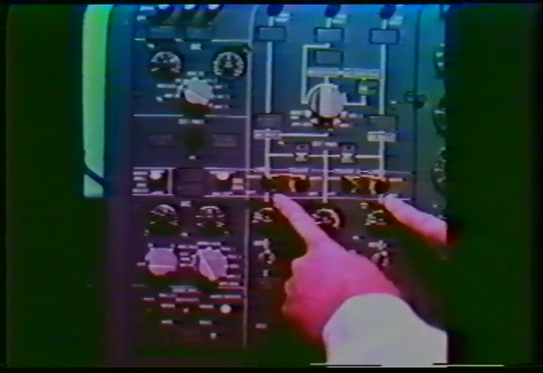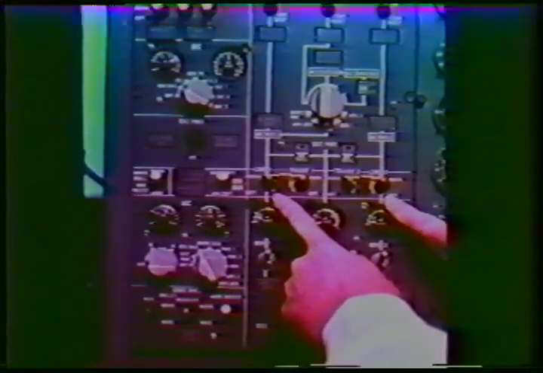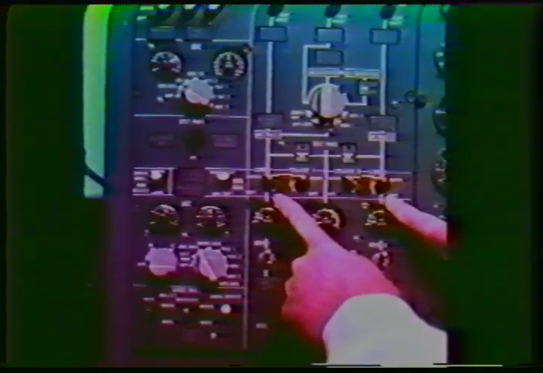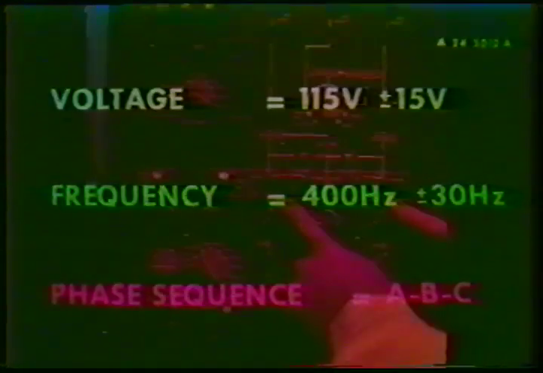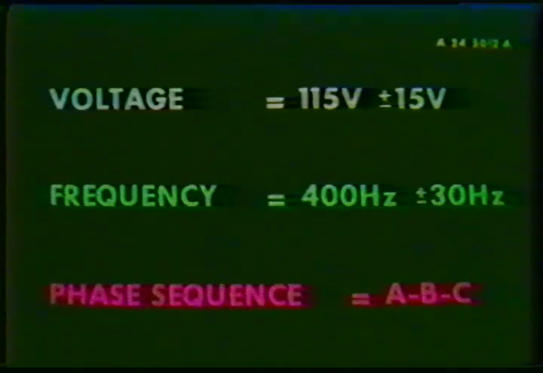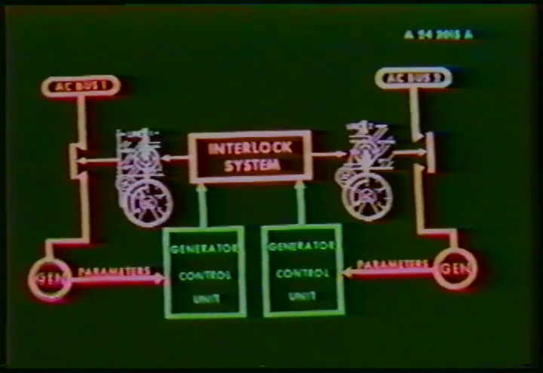A line control switch located above the load indicators permits manual opening of the line contactor when set to off. When set to normal, the line contactor will close automatically when normal generator parameters are sensed by the generator control unit through an interlock system. Each line contactor is controlled by the interlock system when the line control switch is set to normal.